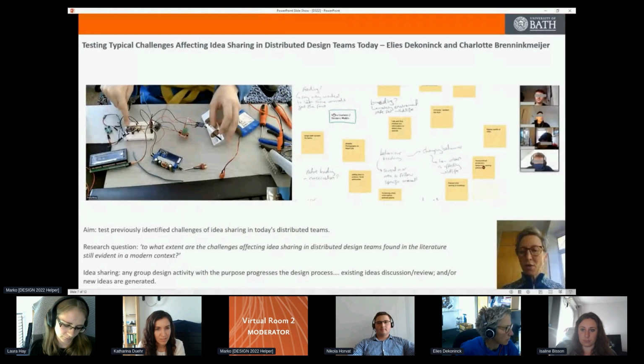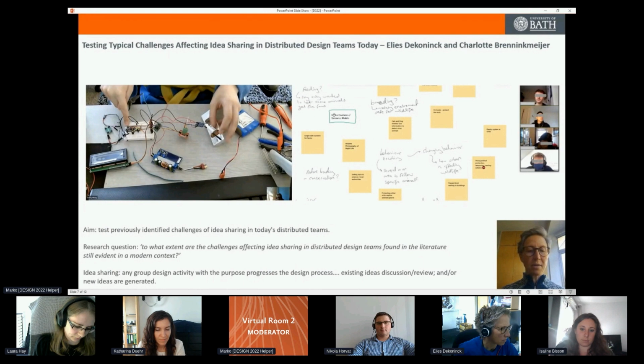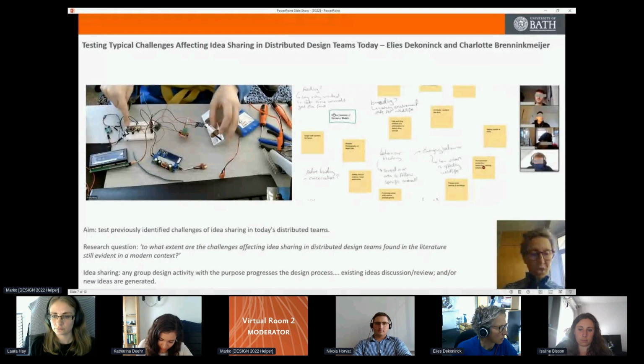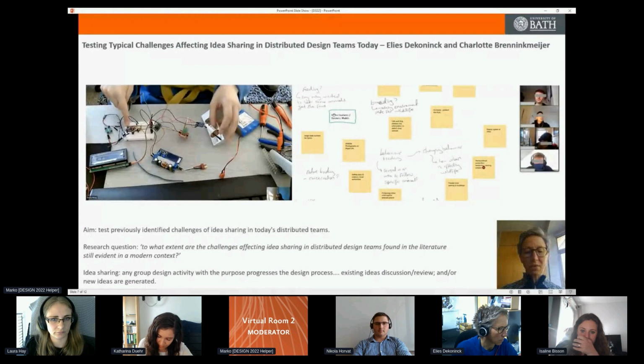We were working on Charlotte's master's dissertation at the time. Our aim was to test previously identified challenges of idea sharing in today's distributed teams, as we obviously had an opportunity to do so as part of the COVID pandemic, like many other people. Our research question is, to what extent are the challenges affecting idea sharing in distributed design teams found in the literature still evident in today's modern context? So, what we define as idea sharing is any group activity with the purpose of progressing the design process.